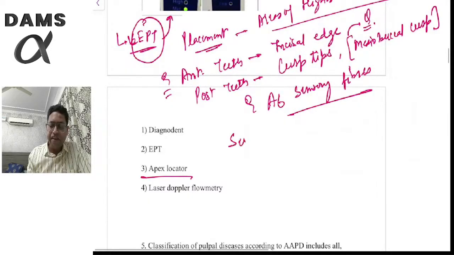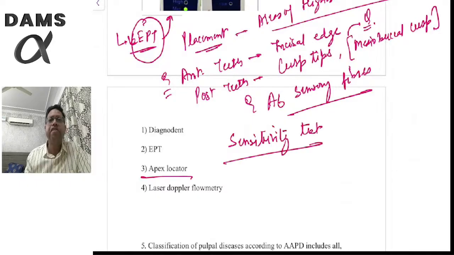And it is basically a sensitivity test. EPT is a sensitivity test. It relies upon the sensory innervation of A delta nerve fibers, so it is not a true vitality test. So there are high chances of false positive and false negative results with electric pulp testers.